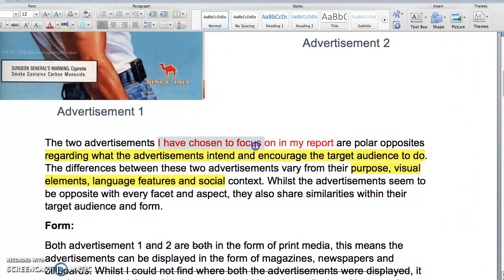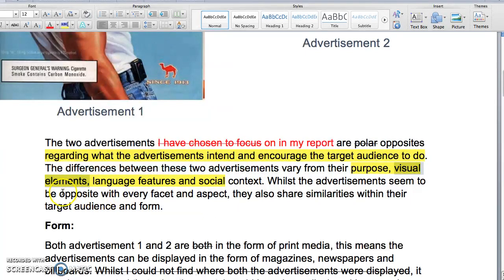Please don't use "I" in formal English, and you need to stop saying "polar opposites". Just say that they are very different. Yes, I think this is okay. They vary in their purpose, but they're still using the same visual elements. They just use them in different ways.